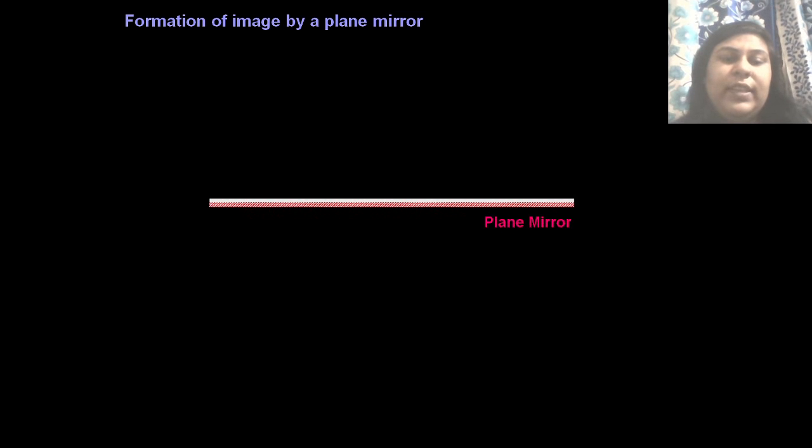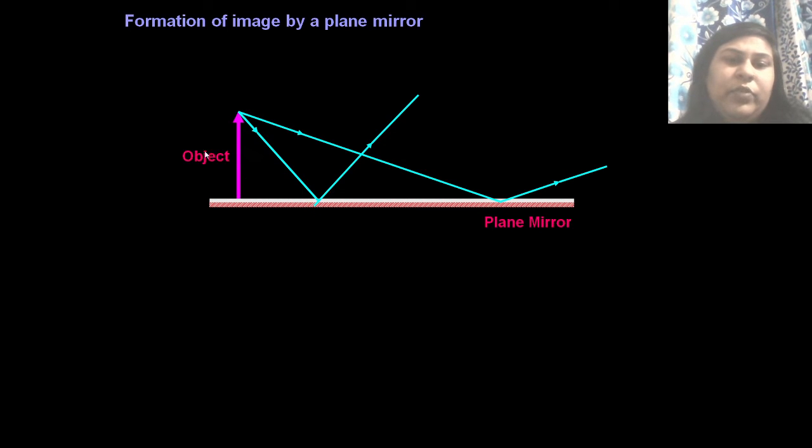The next topic is the formation of an image by a plane mirror. How does a plane mirror form an image? This is a plane mirror. In a ray diagram, we show the plane mirror with a line and some oblique lines. You can see this is the back side of the mirror, and the white side is the reflecting surface. Now I'm going to take an object here. This is an object, and we are going to take two rays. For image formation, we need only two rays from a point source on an object.